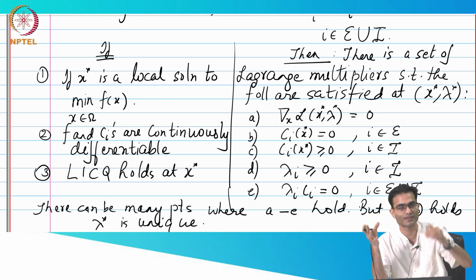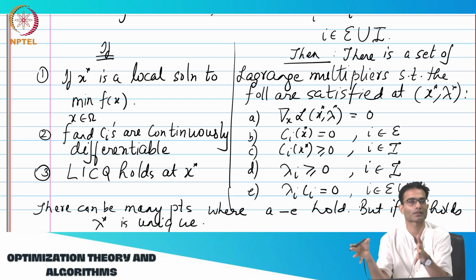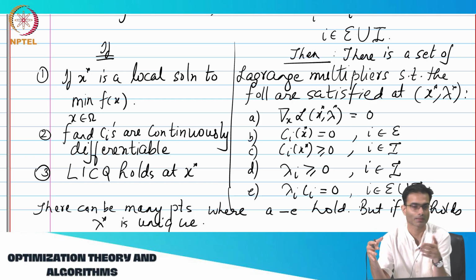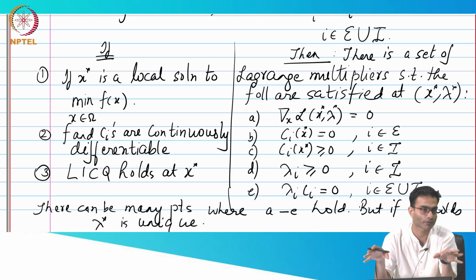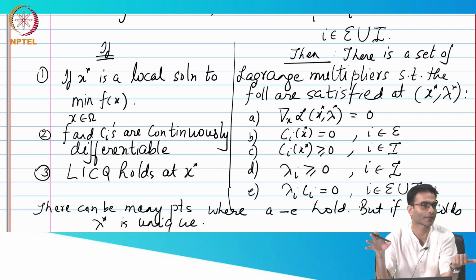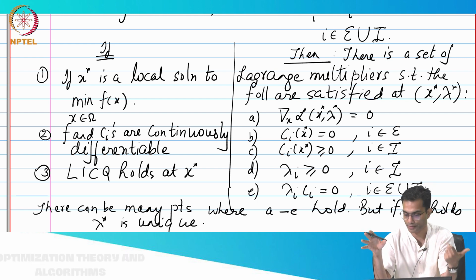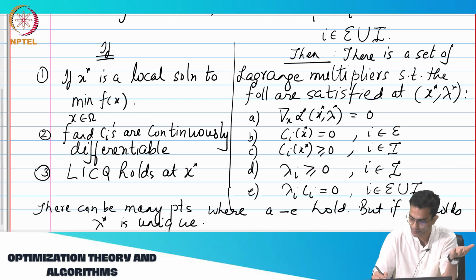So if all of these 3 criteria are satisfied, then this theorem applies, and only then this theorem applies. Then there will be a set of Lagrange multipliers lambda. They may not be easy to calculate, that's a different matter, but all of this will hold true. Gradient of the Lagrangian is 0, you are on the feasible set, that's points B and C, and the complementarity condition holds.